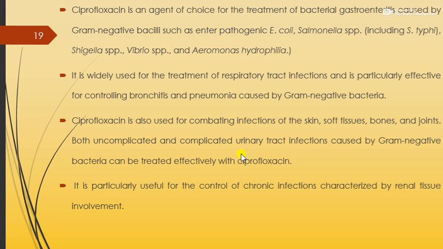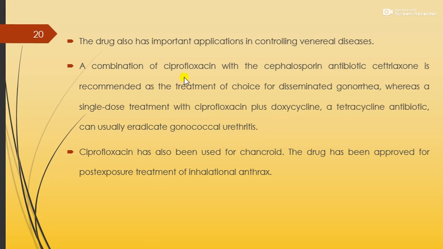Both uncomplicated and complicated urinary tract infections caused by gram-negative bacteria can be treated effectively with ciprofloxacin. It is particularly useful for the control of chronic infections characterized by renal tissue involvement. The drug also has important application in controlling venereal diseases.